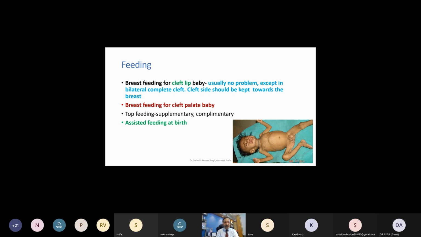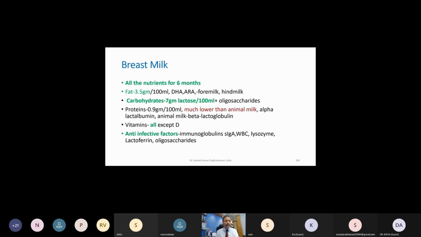And then a top feeding and a supplementary or complementary feeding should be given, and assisted feeding should be given at birth. The best way to feed a cleft palate baby is to express the breast milk directly into the mouth of the baby rather than using a breast pump, or expressing it in a bowl and feeding it by spoon. It's best that the child is sucking at the breast and the breast milk is expressed using fingers and thumb into the mouth of the baby. That's the best way of feeding the baby.